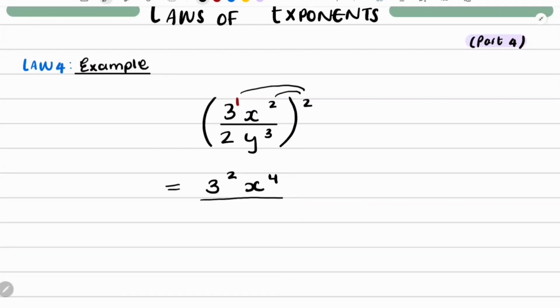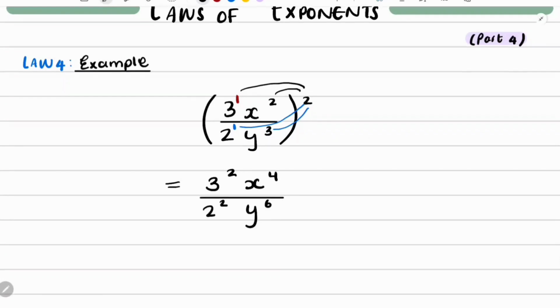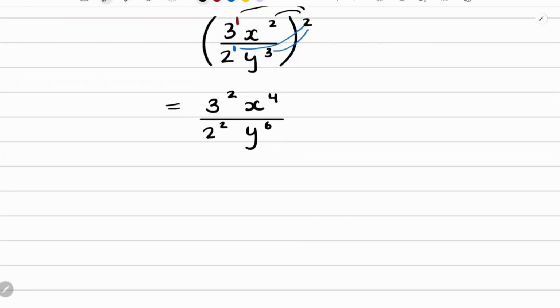And then on the denominator, again, we have a base of 2. That is also going to have an invisible exponent of 1, and that 1 multiplies to that 2 over there. So we have 2 raised to the power of 1 times 2 is 2. Then again, we have y, and that exponent of 3 multiplies to the 2, which gives us a 6. Then we just look at this and see, is there anything else we can simplify?